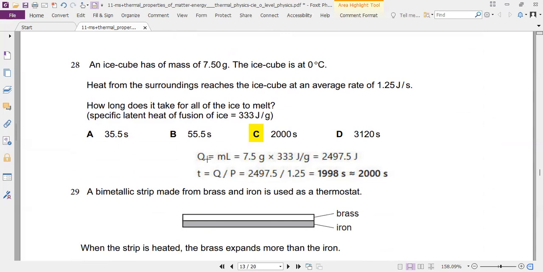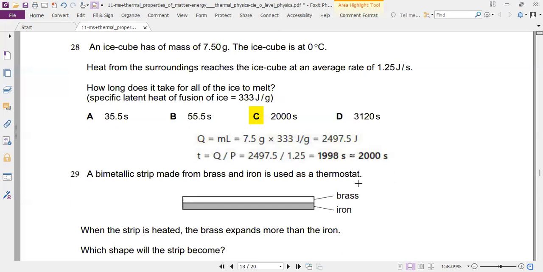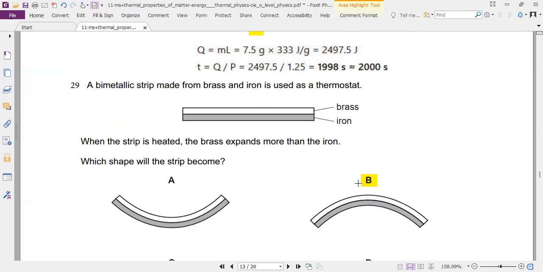First, we will calculate the amount of energy getting in. Then we calculate the time using the energy power relationship: 2000 seconds. This is the same question now with a different statement.